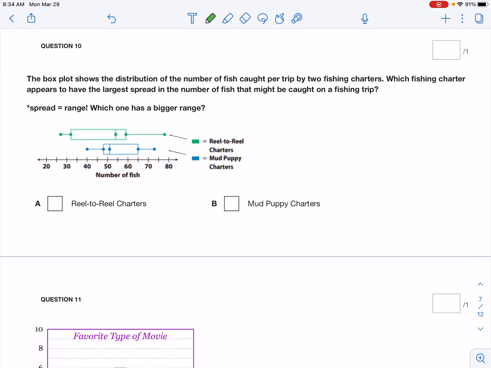All right, so on this one, we want to find out which fishing charter appears to have the largest spread. That is which one is spread out more, which one has a bigger range. Looking at Real Charters, it's spread out a lot farther than the Mud Puppy Charters. Their range is 35. The Real Charters is 55. So Real Charters, their data is more spread out.